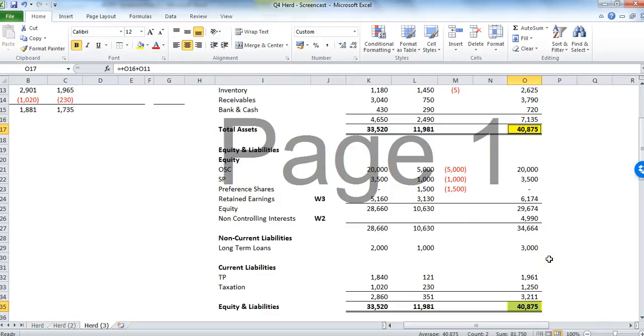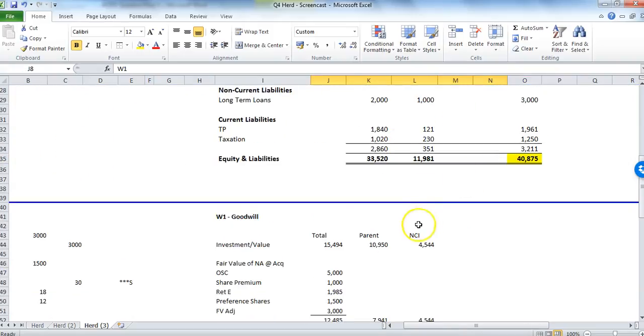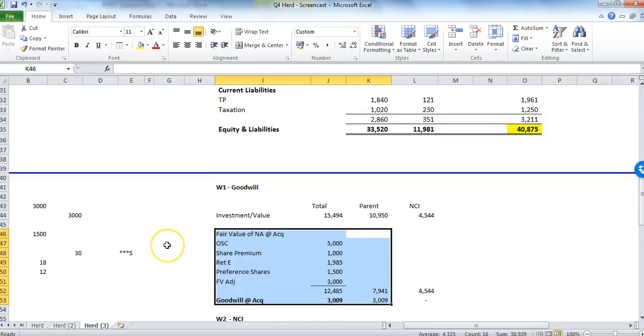So the key thing is there, where the majority of marks are going for statement of financial position, is not adding two figures together. It's the key workings, your non-controlling interest, your retained earnings, and your goodwill. And all of them involve smaller adjustments that you should be able to present and make it clear to the examiner where the figures are coming from. Because that's the key thing there, is keeping it neat and being efficient in terms of your time management.